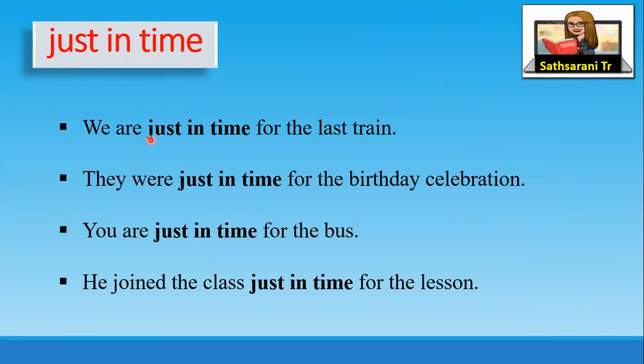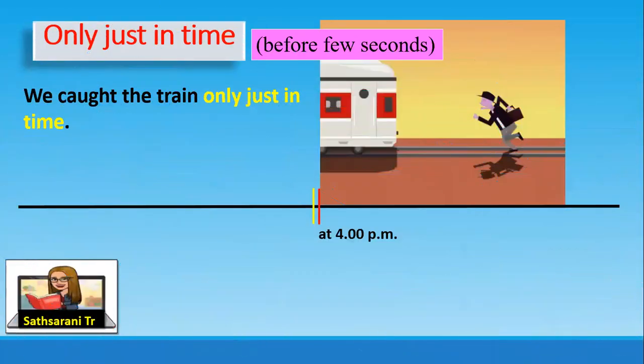There are some examples. We are just in time for the last train. Otherwise, you would miss the train. They were just in time for the birthday celebration. Otherwise, you would miss the birthday cake. You are just in time for the bus. He joined the class just in time for the lesson.